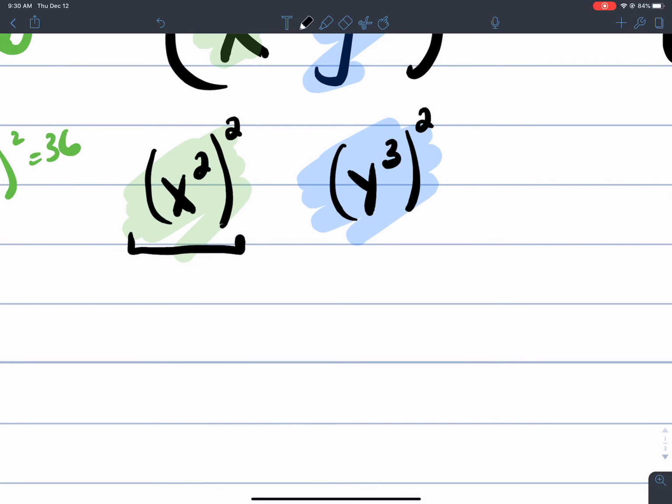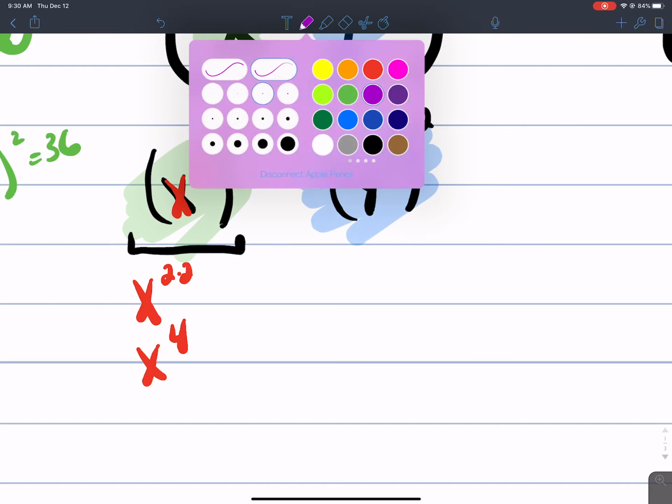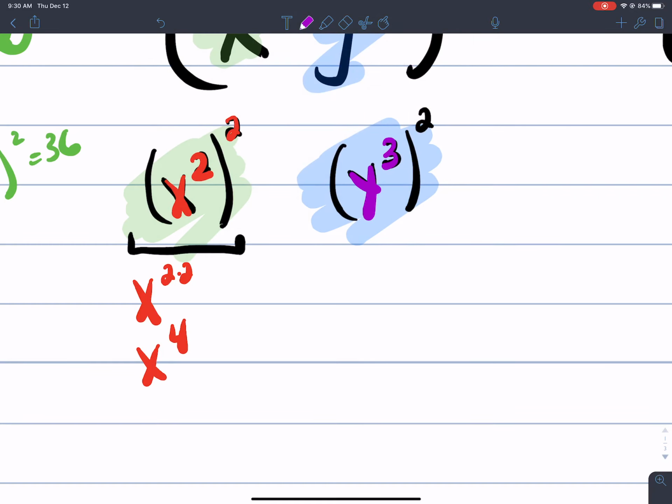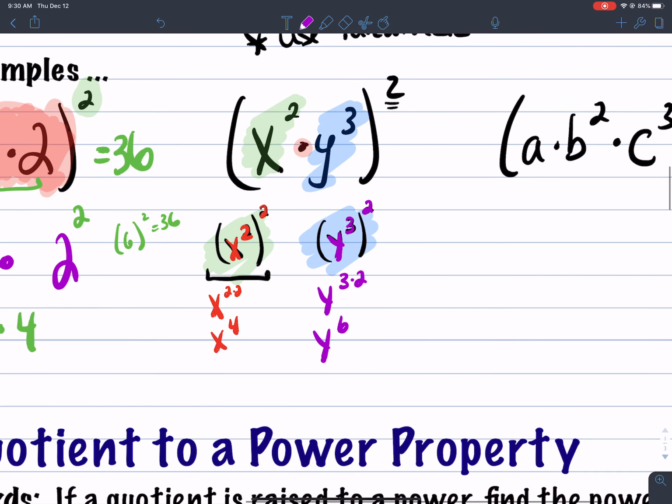I see a base with an exponent raised to another exponent. So to simplify that, we would multiply the exponents. So this is x to the 4th. And then here we'd repeat that process. I see that we have a base to an exponent raised to another exponent. So to simplify that, we multiply their exponents. So our final answer then would just be x to the 4th times y to the 6th.